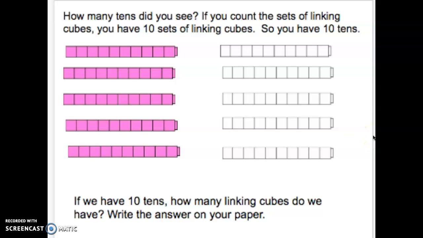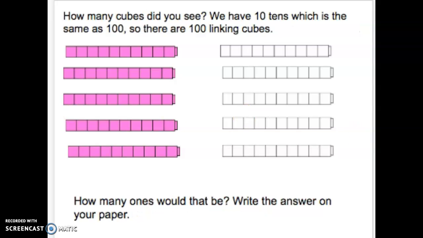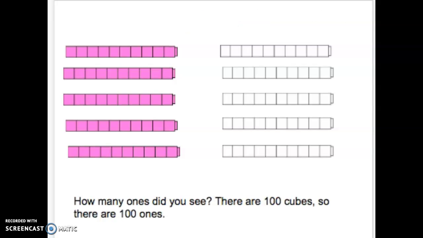If we have 10 tens, how many Lincoln cubes do we have? Write the answer on your paper. We have 10 tens, which is the same as 100. So here, there are 100 Lincoln cubes. How many ones would that be? Write the answer on your paper. There are 100 cubes, so there are 100 ones.